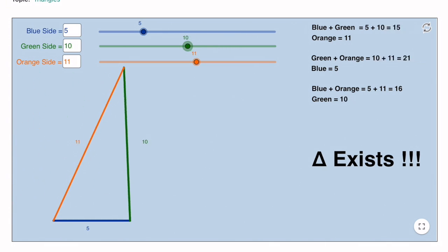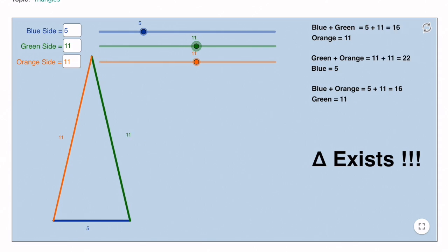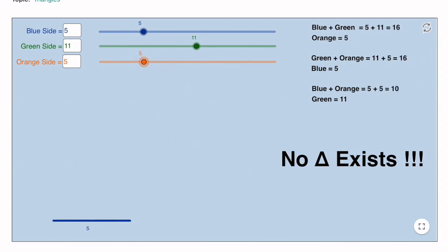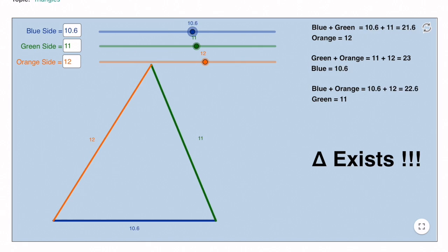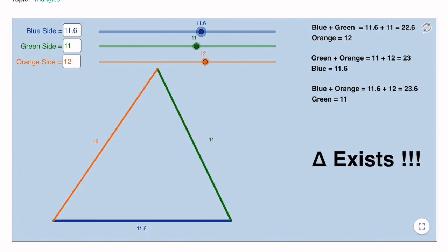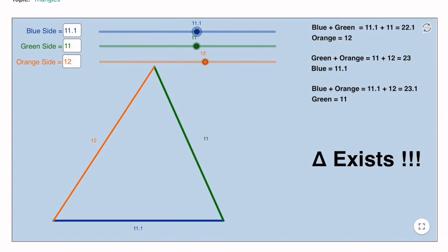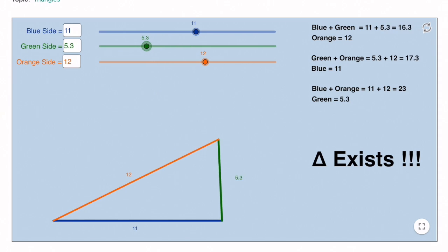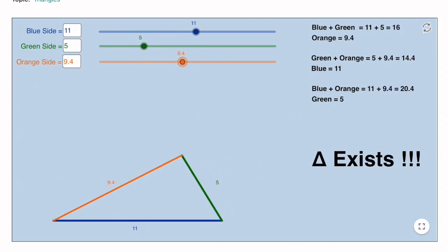Let me try to switch this up. Let's make green 11. Okay, let's make blue 11. I'm trying to make it so the picture shows nicely. Let's make this 5. Okay, that's better. So look here, it's still a triangle, it's still a triangle.